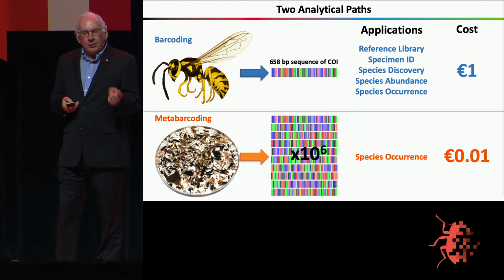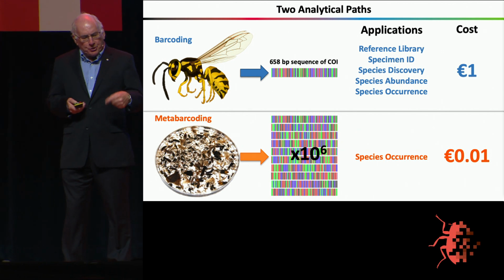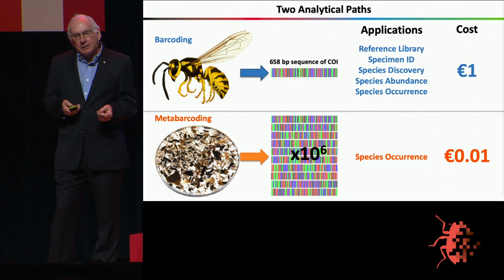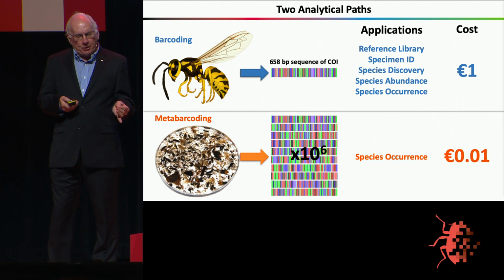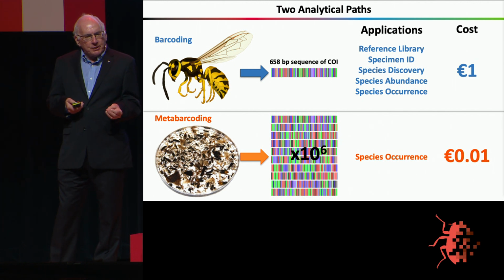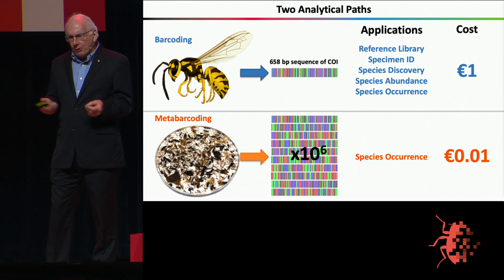Barcoding, you can build the reference library that you need to interpret the metabarcode results. You can identify specimens, you can discover species, species occurrence, species abundance. Problem: €1 a specimen.